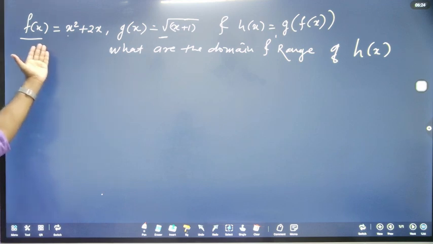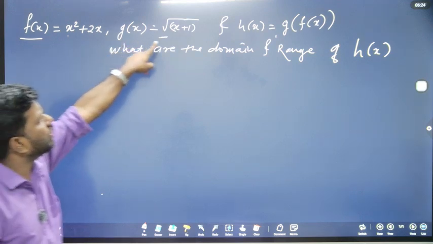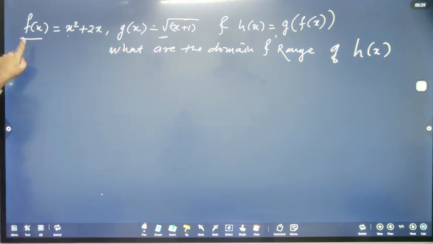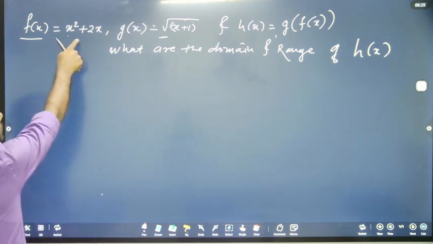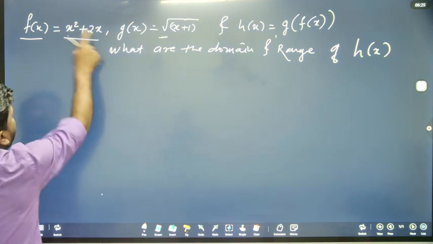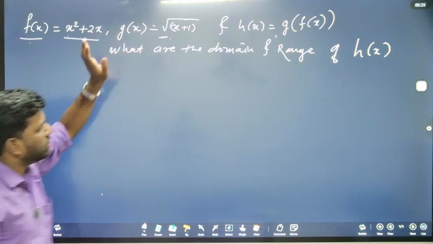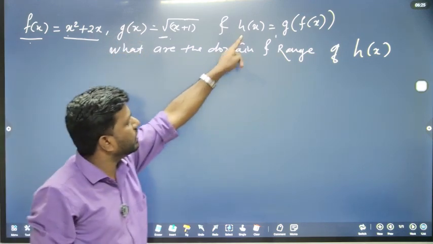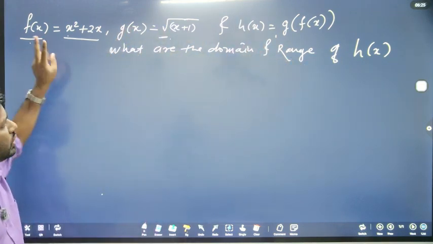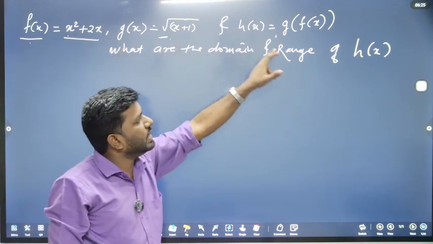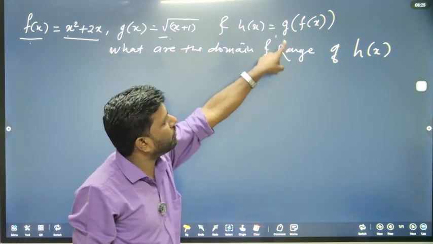Now, the question is f of x equal to x square plus 2x, and the second function is g of x is equal to under root x plus 1. We have been given two functions, where how the function works is given as its definition. This is the definition of function f of x, and this is the definition of function g of x. Now the last one is given as h of x equal to g of f of x. In fact, we have been given only two functions, and the third function is a mixture of the previous two functions, that is h of x equal to g of f of x.